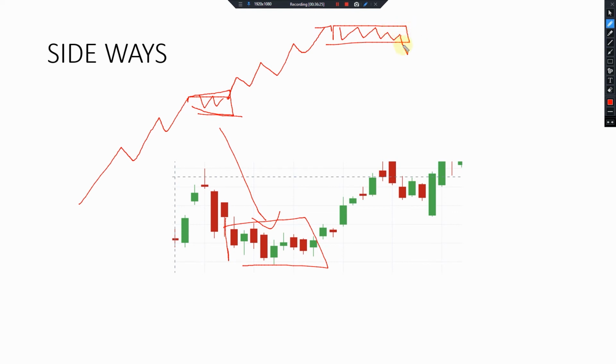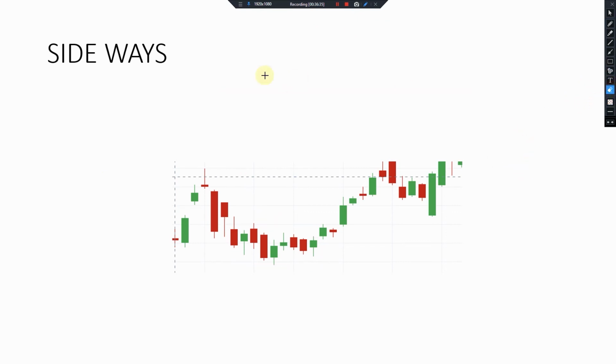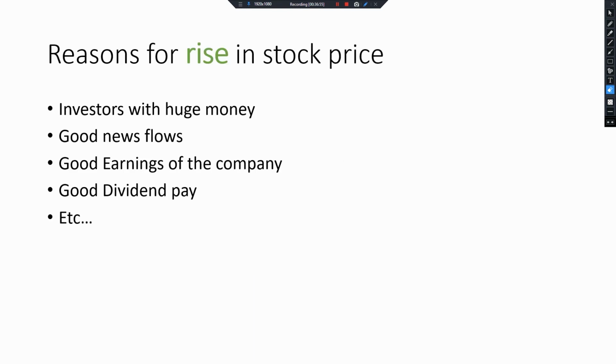If it breaks down or comes from the region downwards, then the sellers are more and the price keeps on coming down. So next, this is all about the three types of market. We have studied the basics of candles and the anatomy of candles, and we have seen how the price reacts based on the number of buyers and sellers, and we have seen the types of market like uptrend, sideways, downtrend. Now we'll see the reason for increase in price.